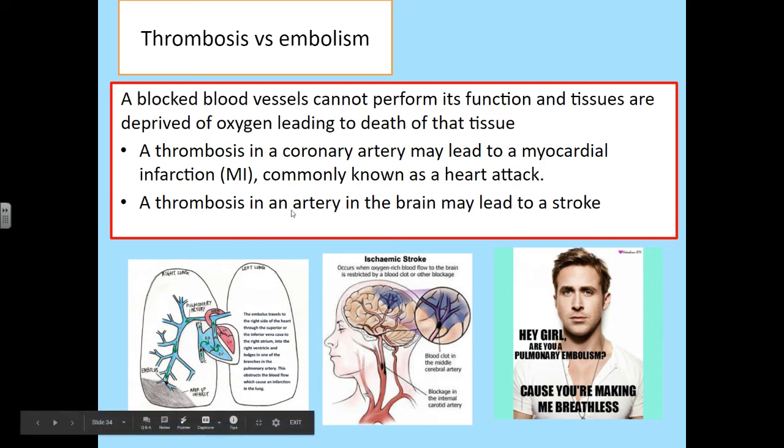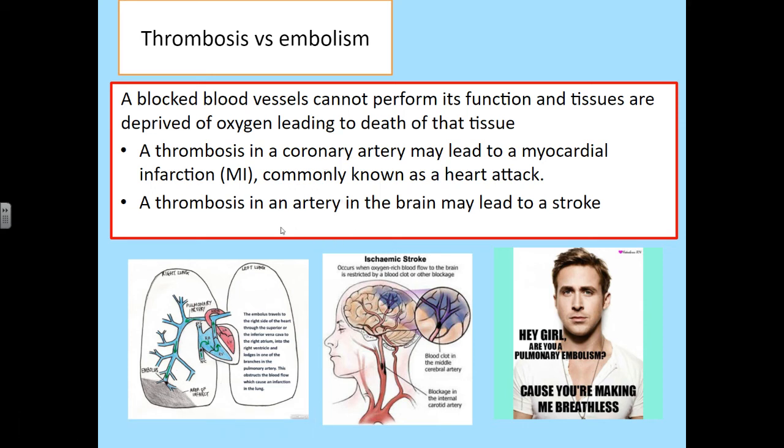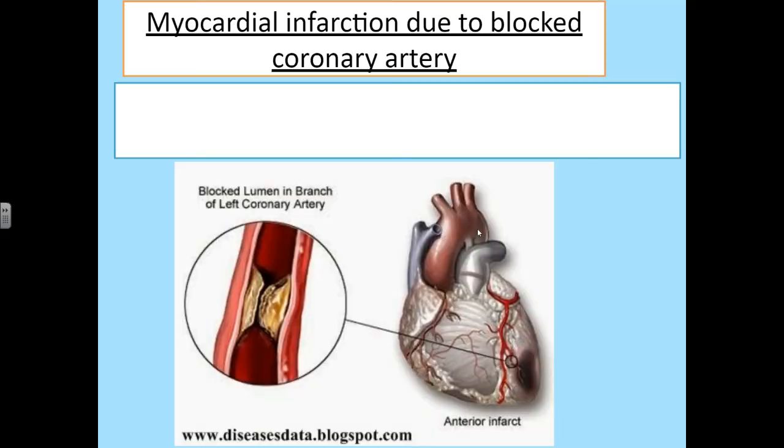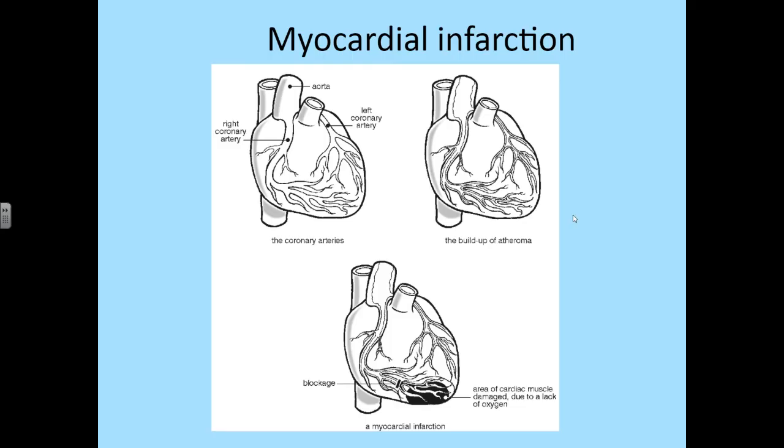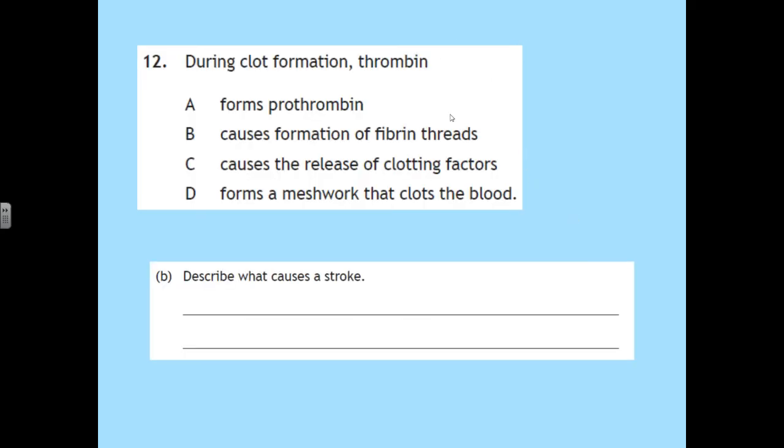So a thrombus in an artery in the brain might lead to a stroke. So a thrombus in the coronary arteries may lead to a heart attack, an MI, and then we talk about it leading to a stroke. So think about this question here.